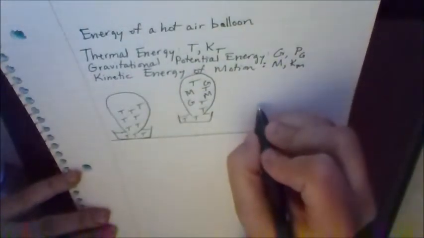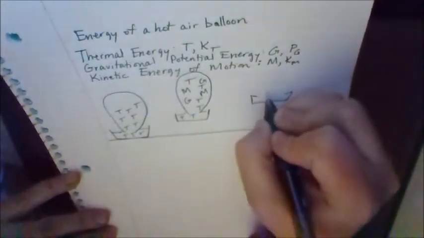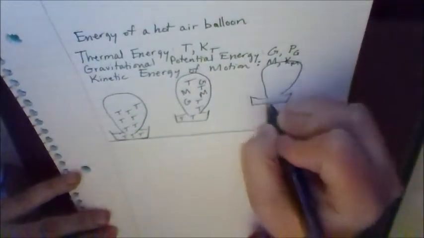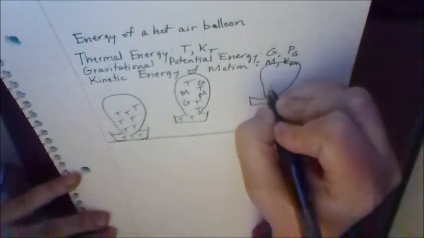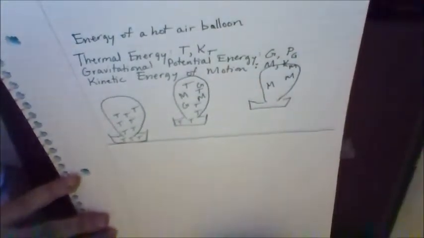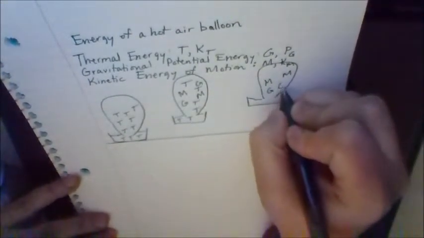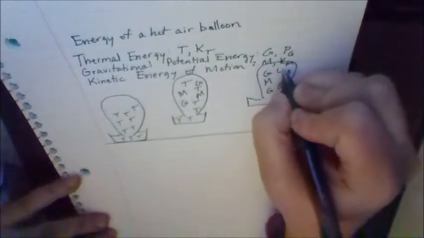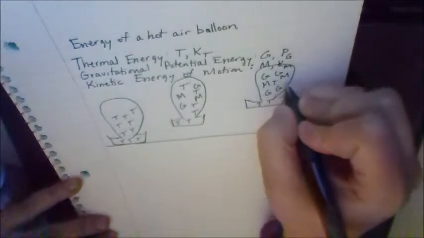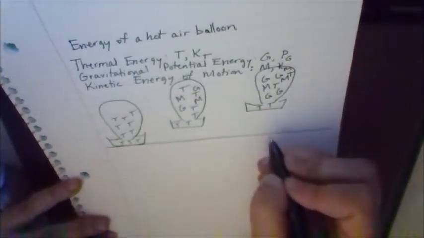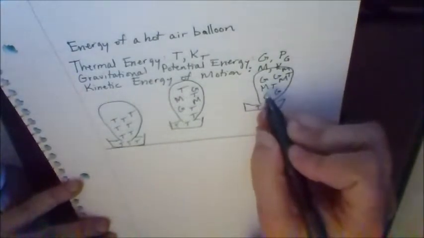As time goes on, of course, hopefully not that long a time, our basket gets lifted up. This is the most beautiful drawing of a hot air balloon you've seen. And now let's say that our speed is the same, so our M is going to be the same. The G's, we're going to be higher up in the air, so we need more G's. And then we have still some T's left over. So we have 1, 2, 3, 4 T's, 4 G's, and 2 M's.